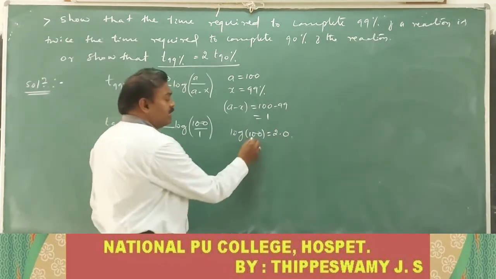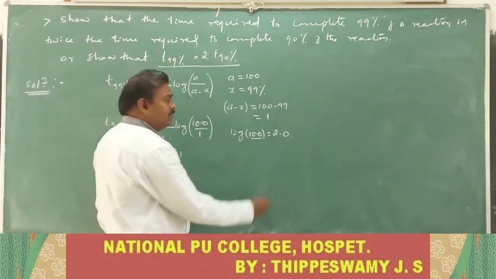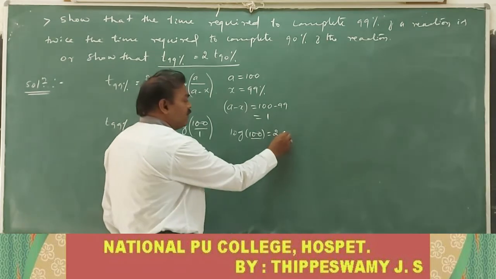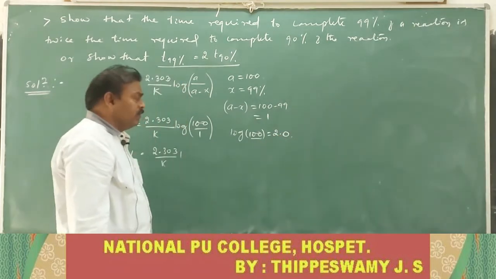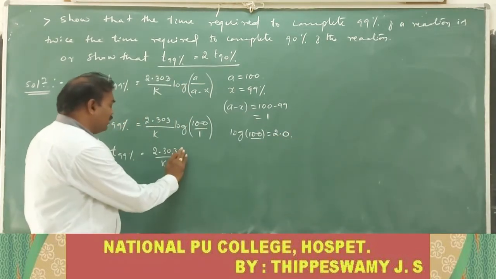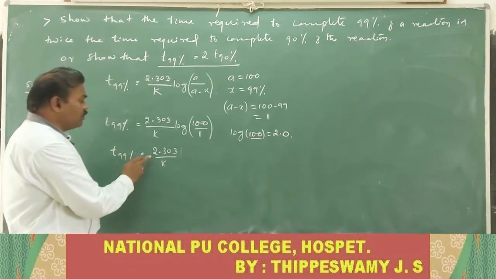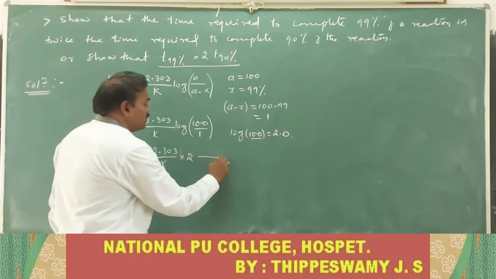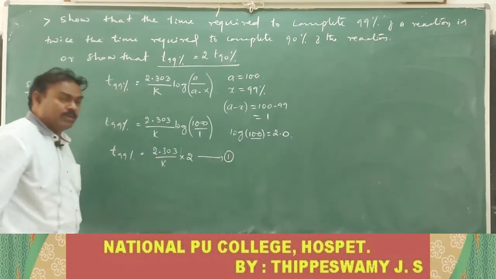There will be 3 digits. The characteristic will be 2 only, and the mantissa, the 10 and 0, gives 0 only. So now the value of T 99% is equal to 2.303 by K into 2. This is equation number 1.